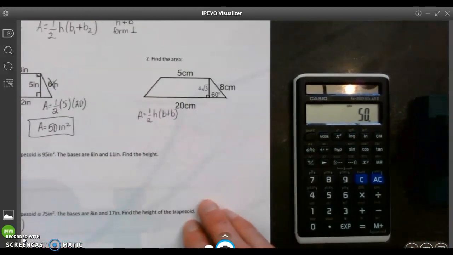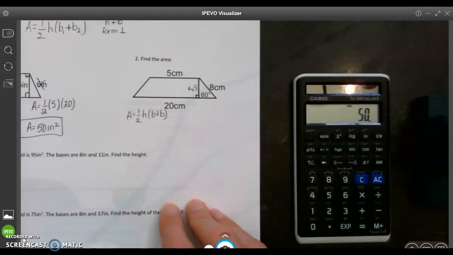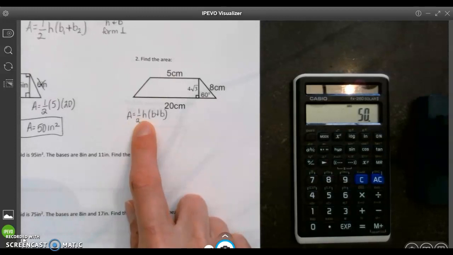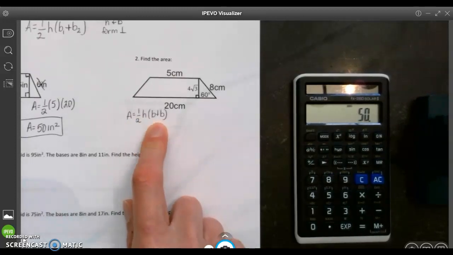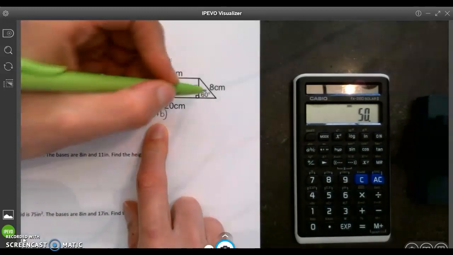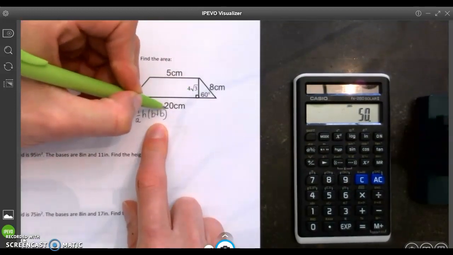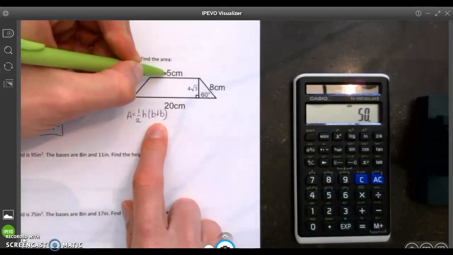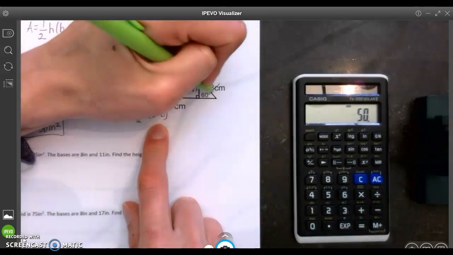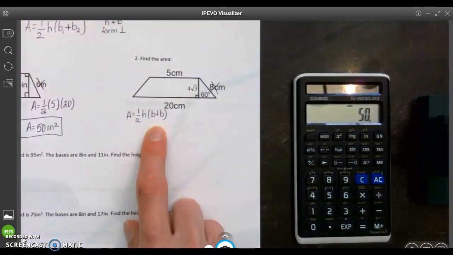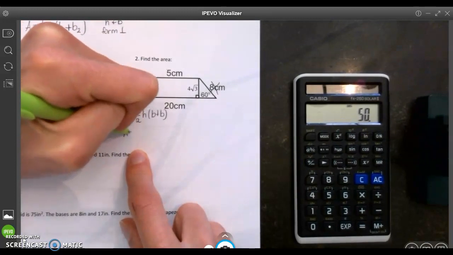So I'm going to find the area over here. Again, using that formula, area equals 1/2 the height, base plus base. I have extra information again. If I look at my right angle, I know this is the base, 20 centimeters. So then this is another base, and then this is the height. So this 8 centimeters is extra information. I don't need that. So I have area equals 1/2.